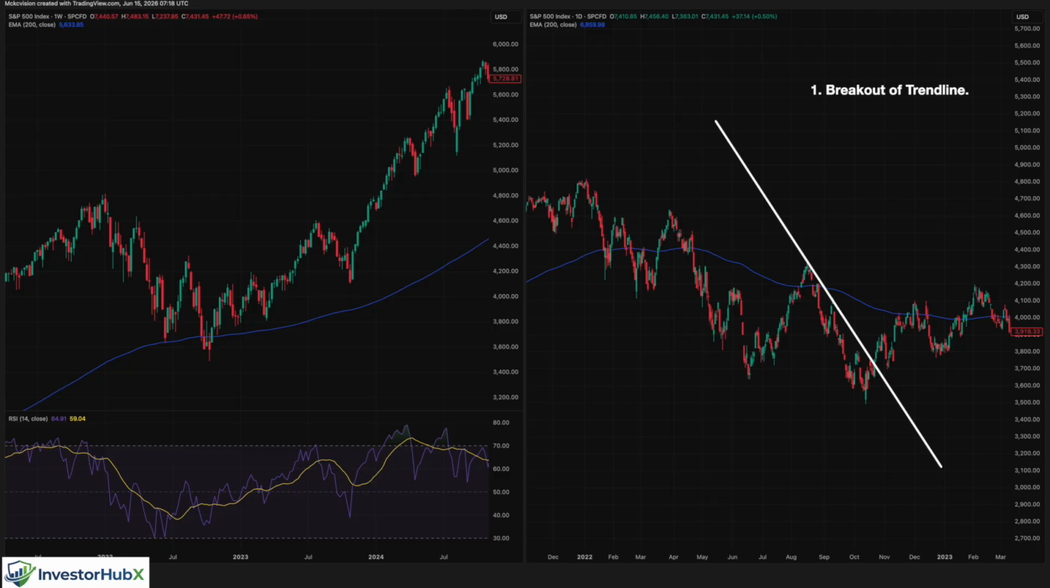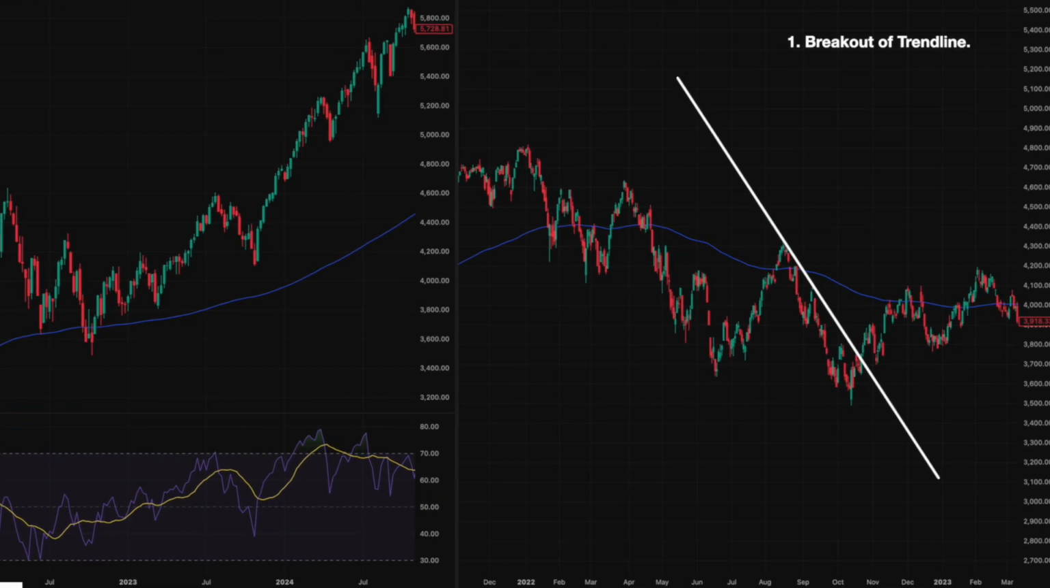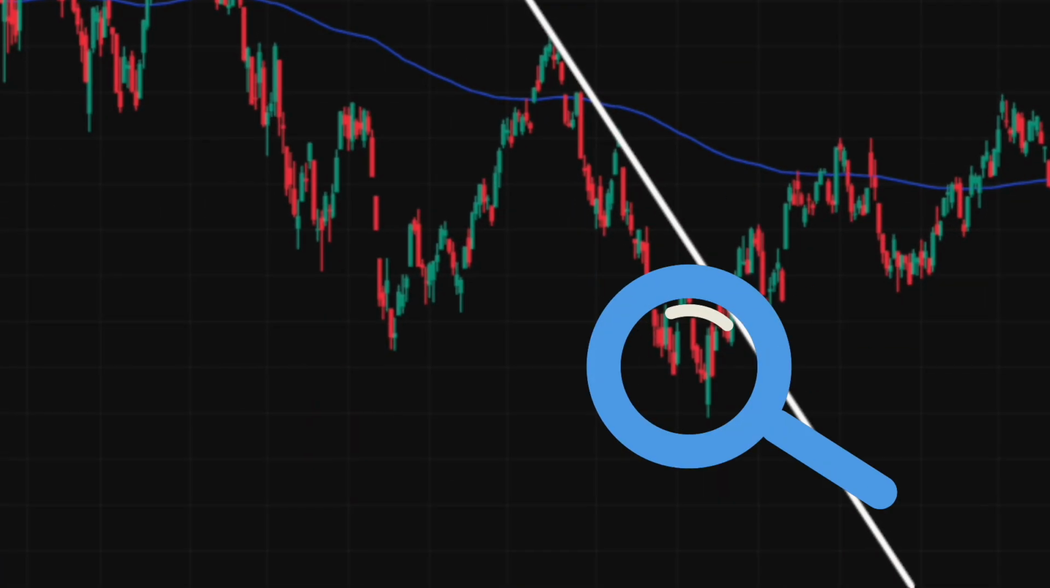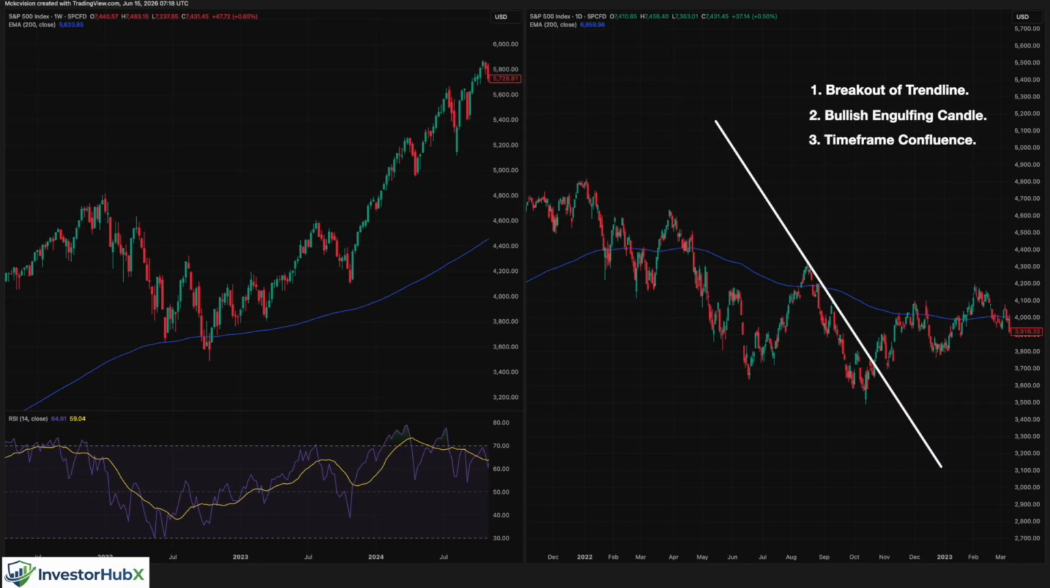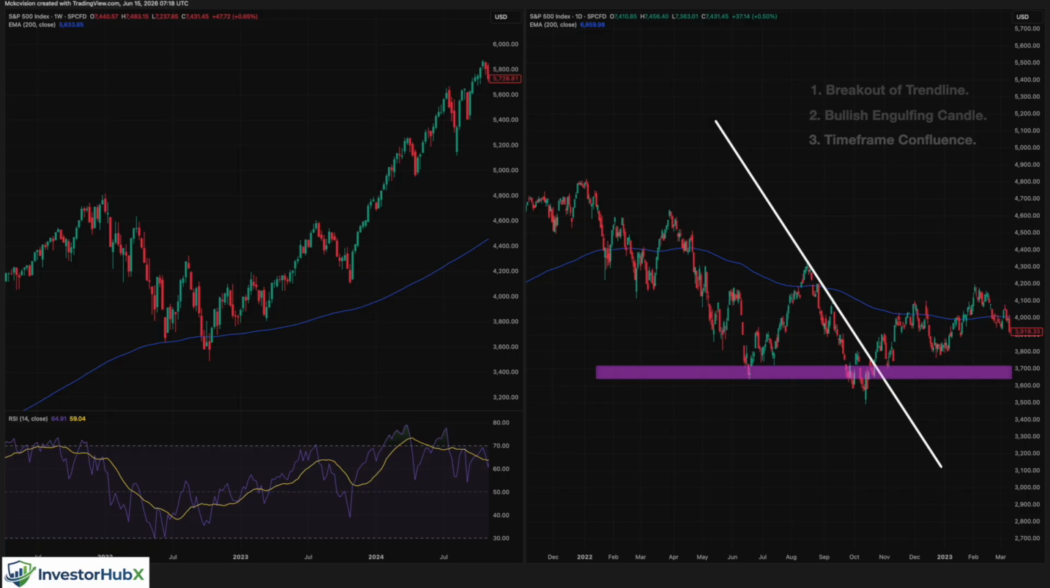However, a trend line breakout alone is not enough. We still need confirmation from price action. Here we can see a bullish engulfing candle, which helps confirm our bullish bias. This is Timeframe Confluence, where both the weekly and daily timeframes are aligning bullishly together. At this stage, there are two possible entries. The first entry is the breakout itself. The second entry is when price pulls back and retests the key level here before continuing higher.